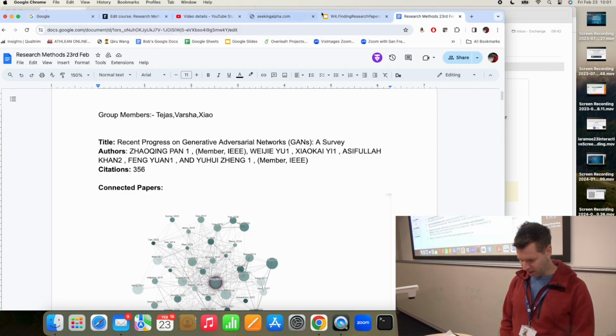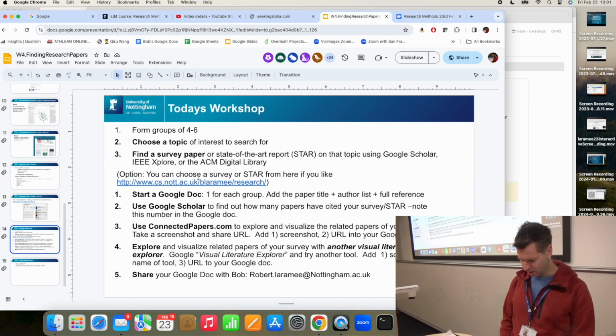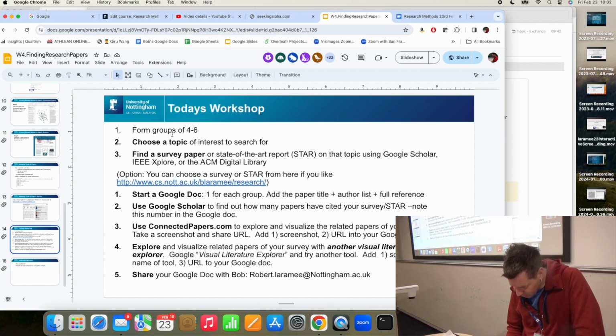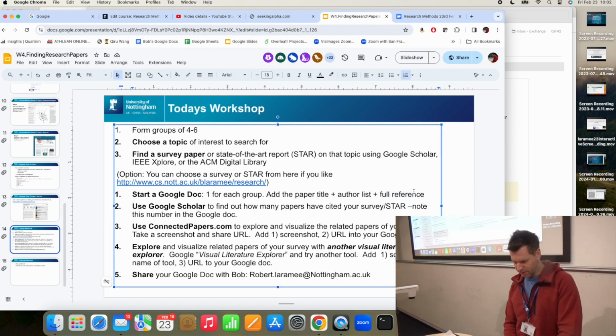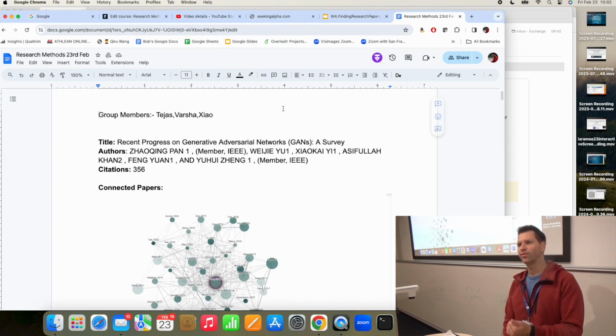So it technically asks for... does it not ask for a full reference? Try to Google that. Okay, maybe I left that out. Add the paper title, author list plus full reference. So this does not have a full reference. A full reference has the name of the conference or the journal, the page numbers, the volume, the number, and all that information, the DOI. Like a citation? Yeah, that's right.